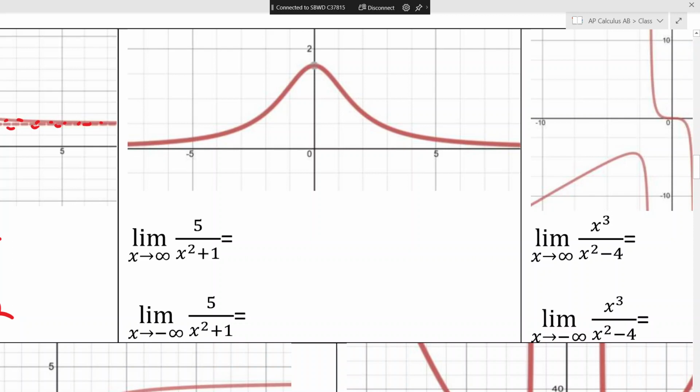5 over 100, 5 over a million, 5 over 100 billion. Yeah? That just becomes closer and closer to 0. Keeping in mind, it never ever hits 0. Ever. It just gets real close to it. How close? As close as we want to make it. The bigger I make x, the closer that gets to 0. That's what that says.